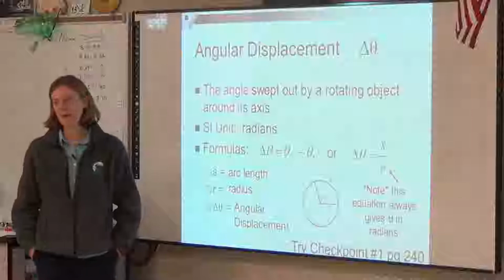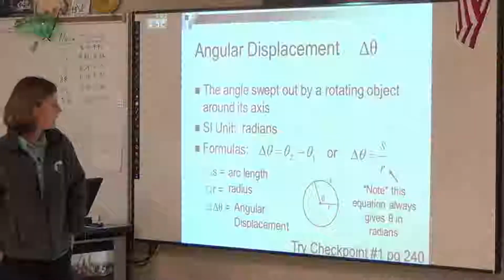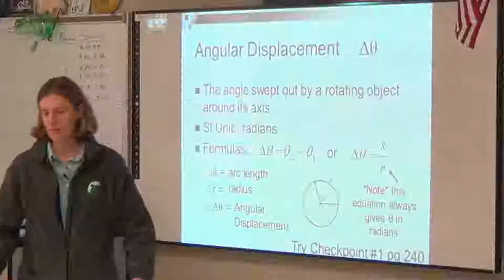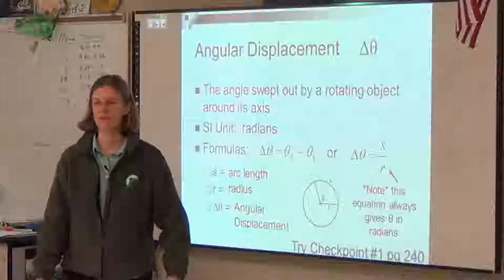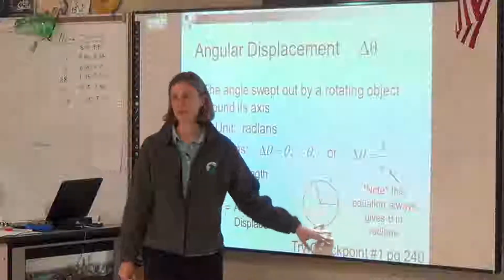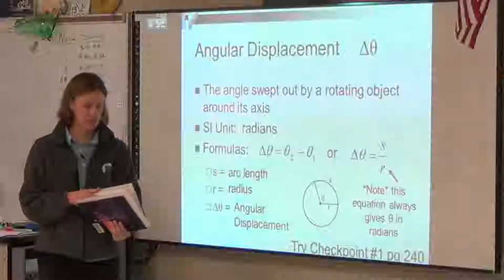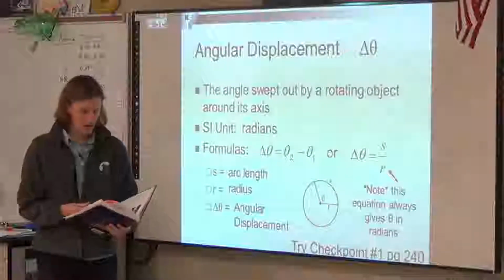And if you do S divided by R, please realize that that will be an answer in radians. So we do have to pay attention to whether we're given things in radians, in degrees, or maybe even sets of revolutions. Was it 5 full revolutions? So we have to pay attention to our units, as always. All right, 240.